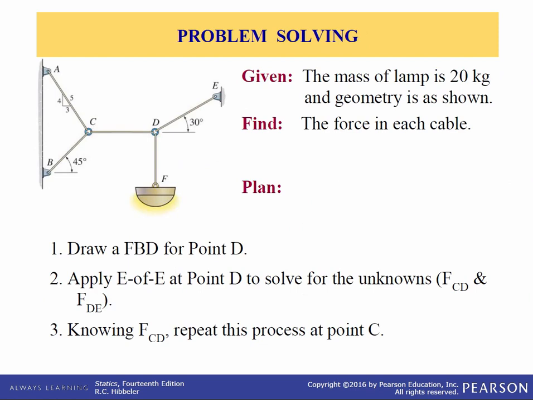So let's do another problem. This one's a little more complicated. We know the mass of the lamp is 20 kilograms. Find the force in each cable. So we have cables DF, DE, DC, AC, and BC. And we know all the directions of those forces, but that still means we have, 1, 2, 3, at least 4 unknowns, maybe 5 if you count DF.